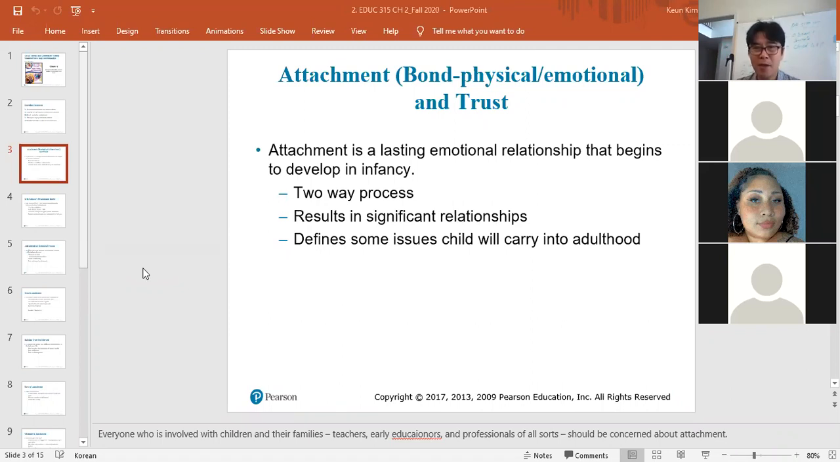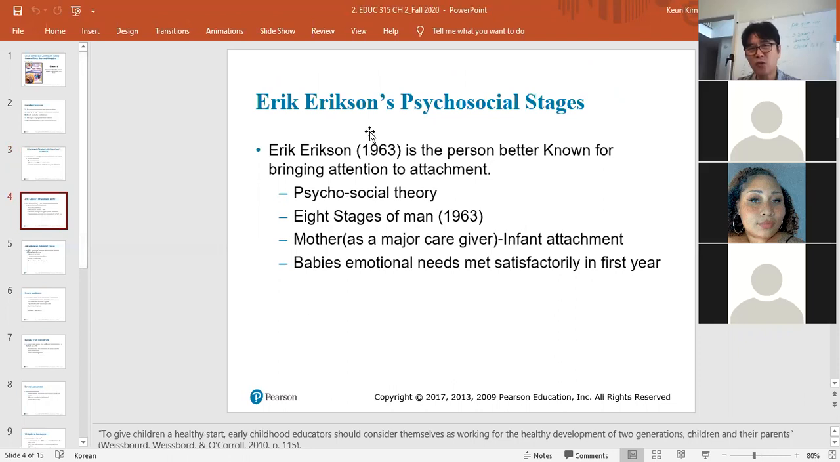John Bowlby created attachment theory based on Lorenz's imprinting concept. The bond has two phases, physical bond and emotional bond. Now, attachment comes from touch and basic trust, based on Erikson's psychosocial theory and stages, and we have psychosocial interaction.